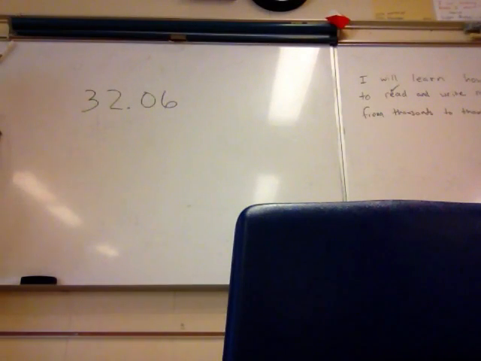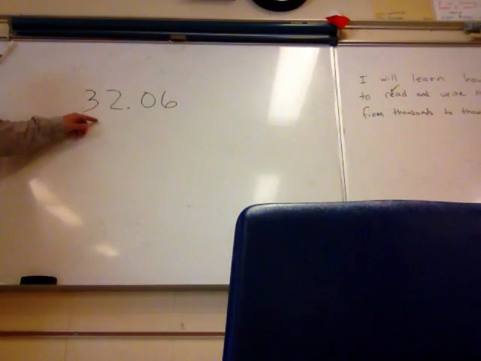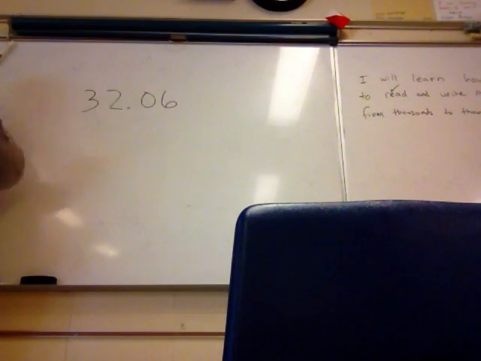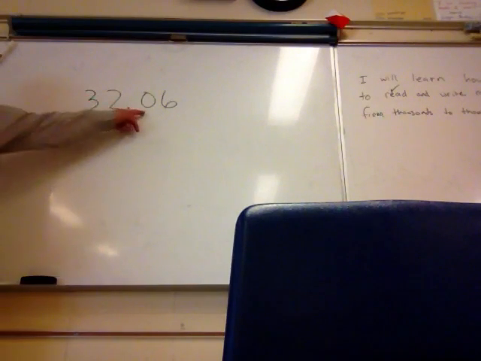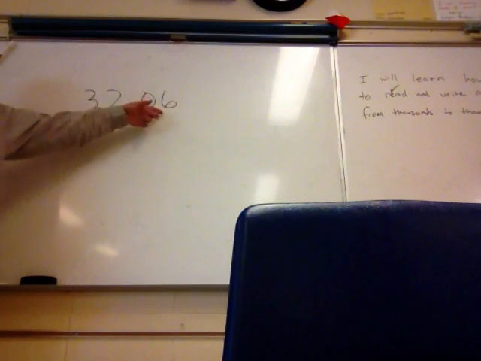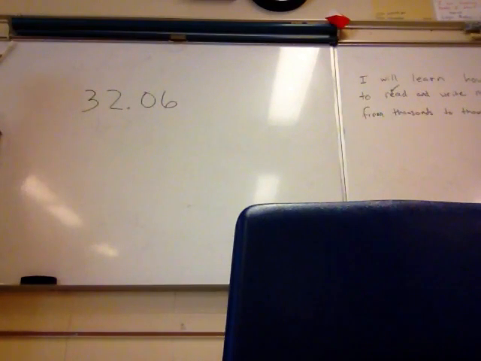1, 2, 3. 32 and 600ths. How many people said 32 and 600ths? What did you say instead? Tenths. Why isn't it tenths? Because there's a 0 right there and the 6 is in the hundredths place. Good job. All right, let's read another one.